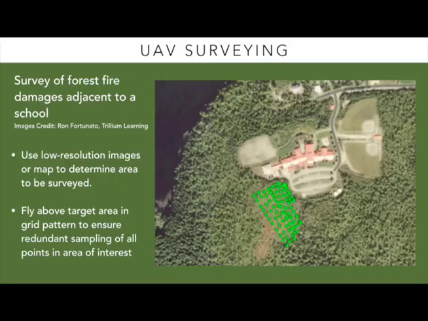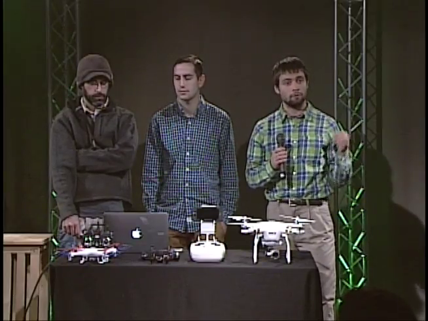So this is an example of a flight plan that was mapped out by Trillium Learning up on the coast of Alaska at a school where there was fire damage. They wanted to survey this area, and you see all those green dots in this slide. All those dots represent spots where they were going to take a picture. All those spots were laid out on top of the image, and then the pilot knew where to fly and could actually reference, because the UAV carries a GPS on board. It can say, okay, I know where I am relative to this position that I mapped out.